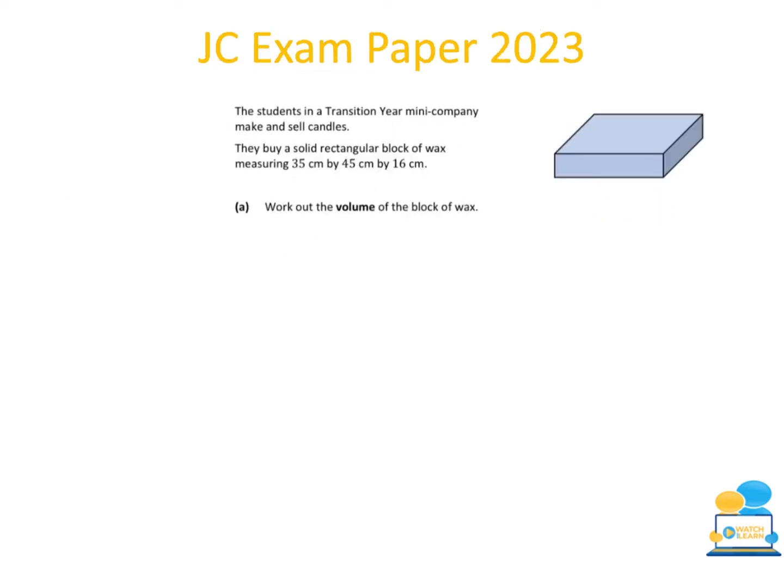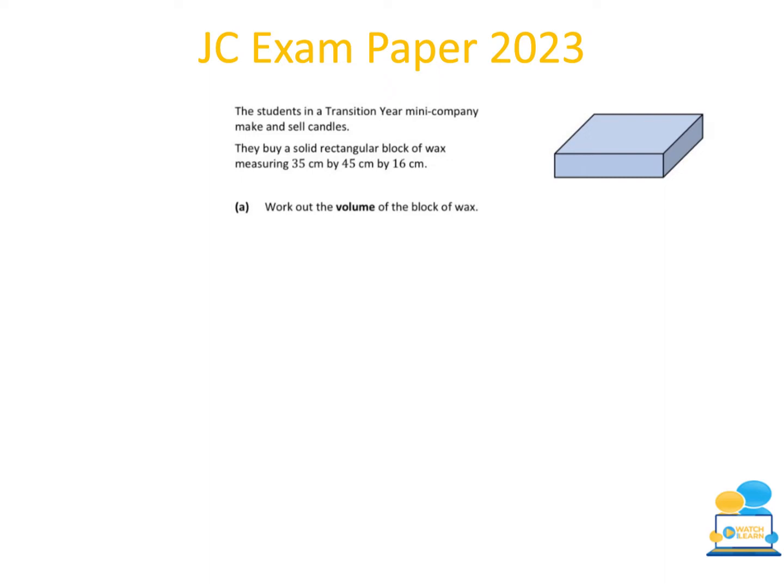Okay, so let's start looking at some exam paper questions. This question comes from the 2023 paper and it asks, the students in a transition year mini company make and sell candles. They buy a solid rectangular block of wax measuring 35 centimetres by 45 centimetres by 16 centimetres. Part A of the question asks us to work out the volume of the block of wax.